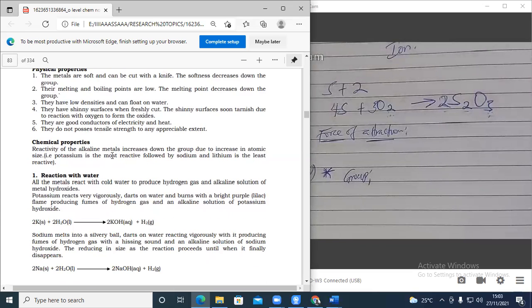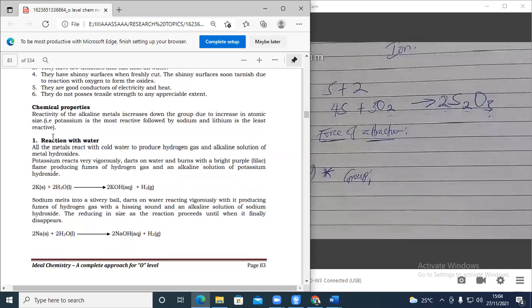So chemical properties are here. Reactivity of alkaline metals increases down the group due to increase in atomic size. Potassium is most reactive, followed by sodium, and then lithium is the least reactive in that group.